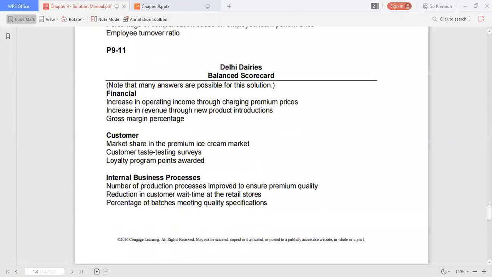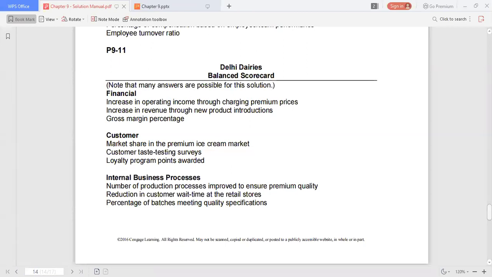Delhi's strategy is to maximize shareholders' value by providing top-of-the-line ice cream products that are high in butterfat, for which consumers will pay premium prices. Prepare a balanced scorecard for Delhi Dairies without numbers, which will help them to achieve their strategy and to maximize long-term shareholder value. Give at least two performance measures for each category. Note that many answers are possible for this solution.